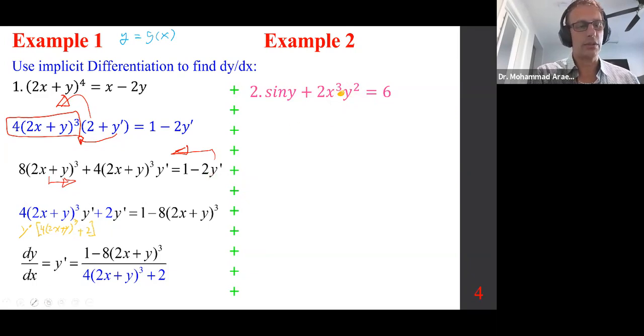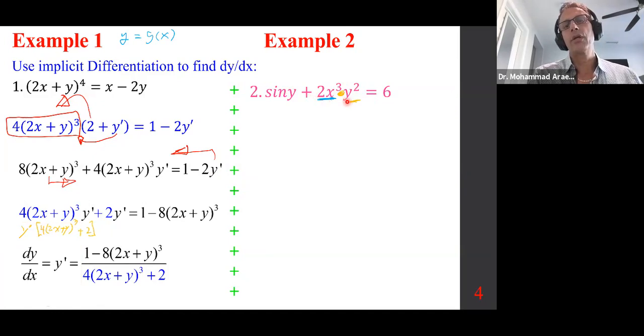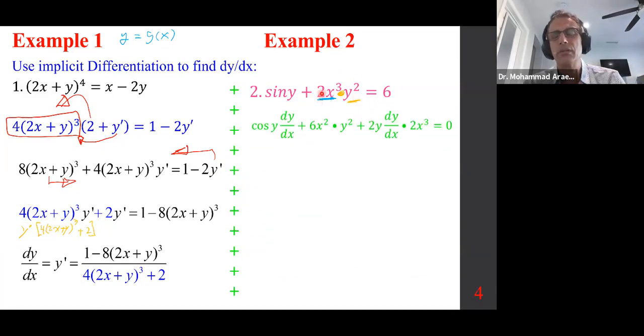Let me actually do it in this fashion so we understand. So we are looking at 2x cubed times y squared. 6x squared times y squared and plus y squared gives you 2y, y prime or dy/dx times 2x cubed. The right side is a number. Any number results in 0.